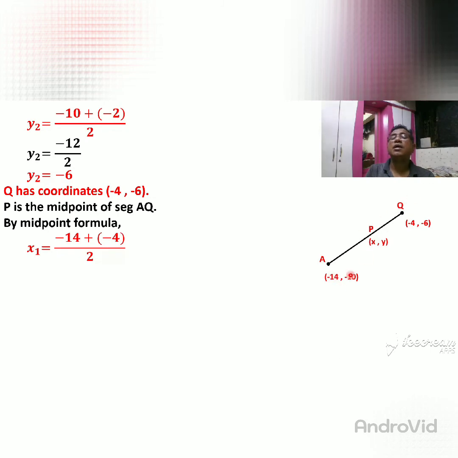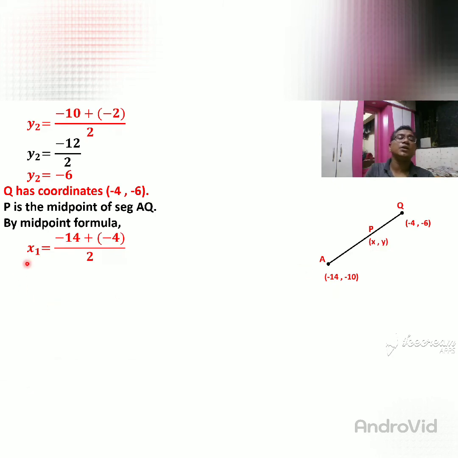Here is AQ. In the last problem we had AB, and in this problem there is AQ. AQ's midpoint is P, as given. So this is (x1, y1), this is (x3, y3), and this is (x2, y2). We want to find x1 and y1.